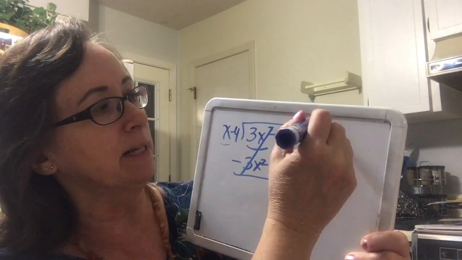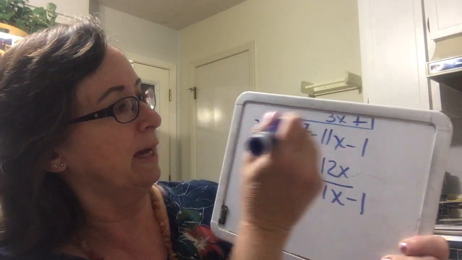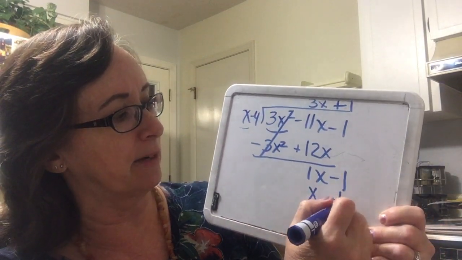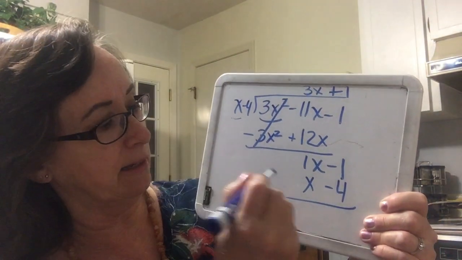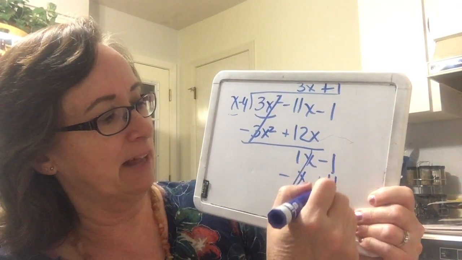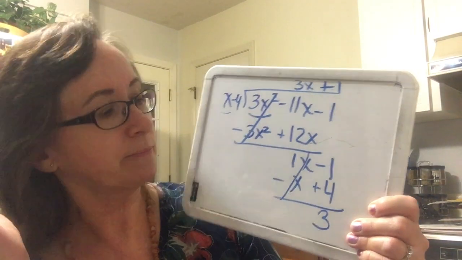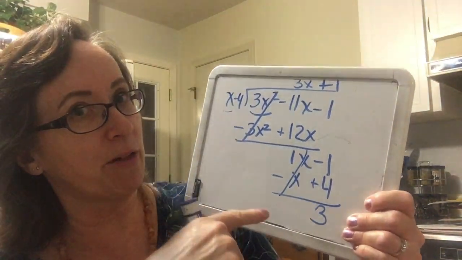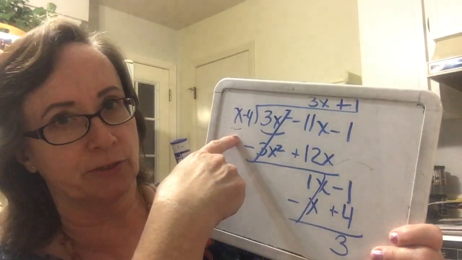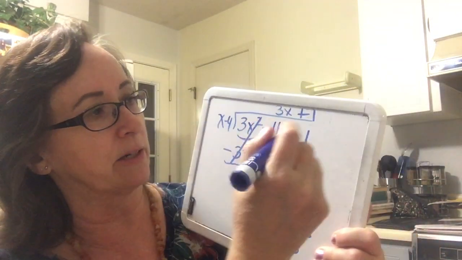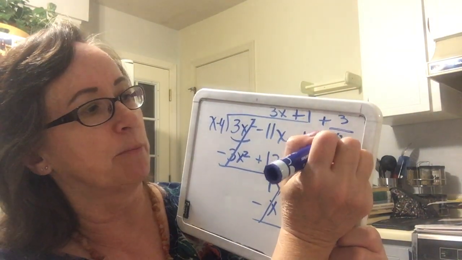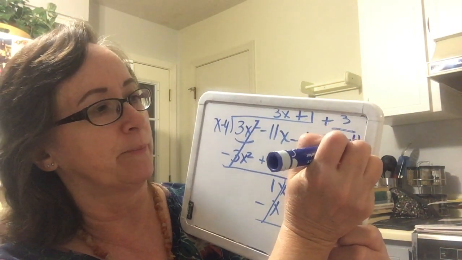x goes into x one time. 1 times x is x, and 1 times negative 4 is negative 4. I'm subtracting, so I change both signs. This goes out, and this becomes a 3. Okay, so now 3 is my remainder, and I will put my remainder over my divisor. So plus 3 over x minus 4.